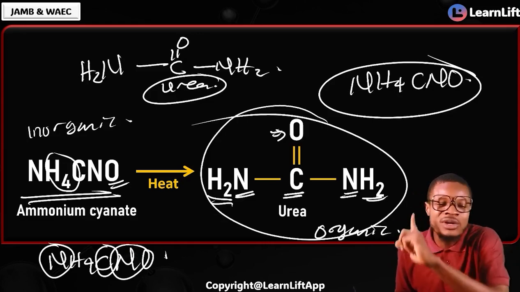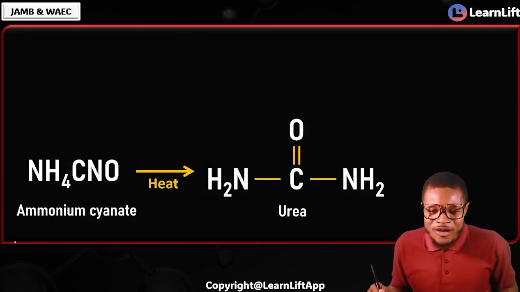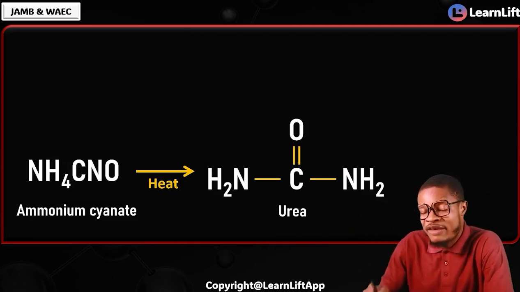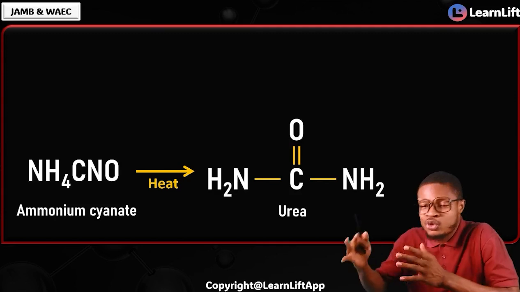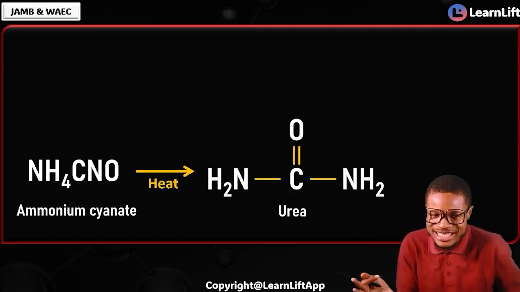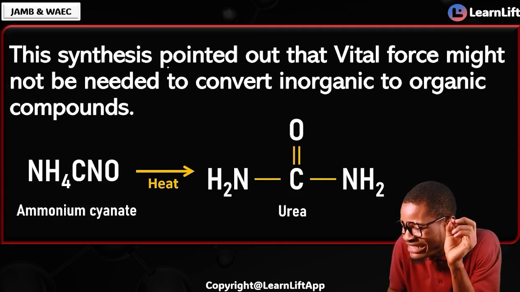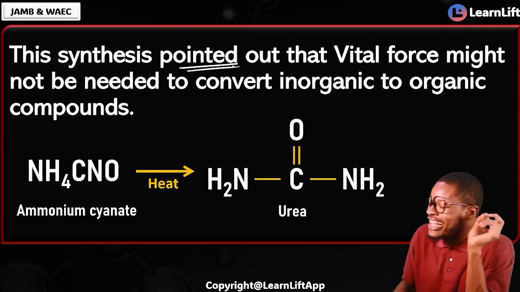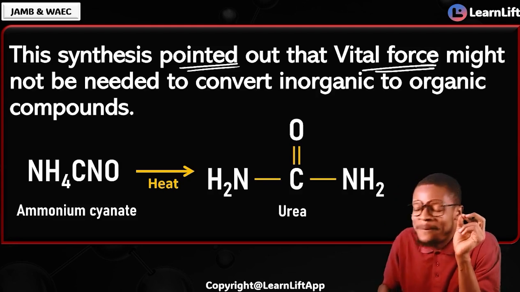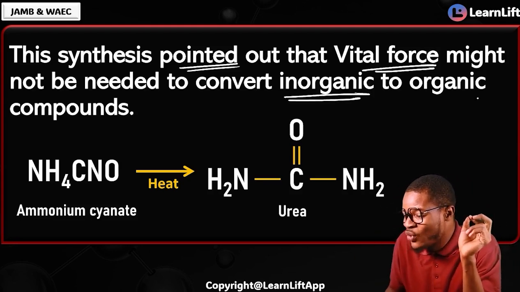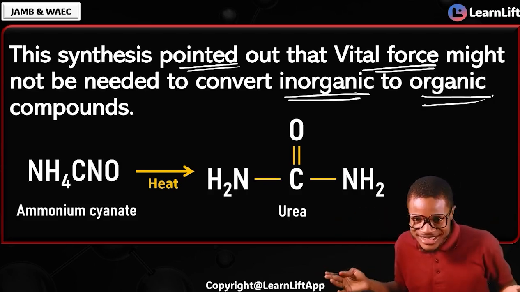Again, what's the formula for your ammonium cyanate? Don't forget that ammonium cyanate is NH4CNO. Now, what's the formula for your urea? NH2 to C double bond to O to what? NH2. Does it make sense? If you get that very fast with me, don't forget this: that this synthesis pointed out that vital force might not be needed to convert inorganic to what? Organic what? Compounds. Are you getting it now?